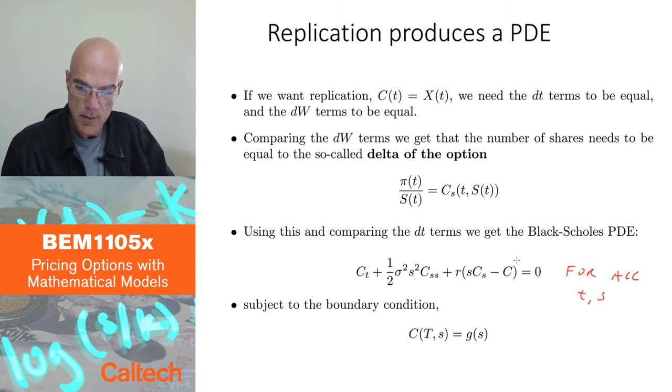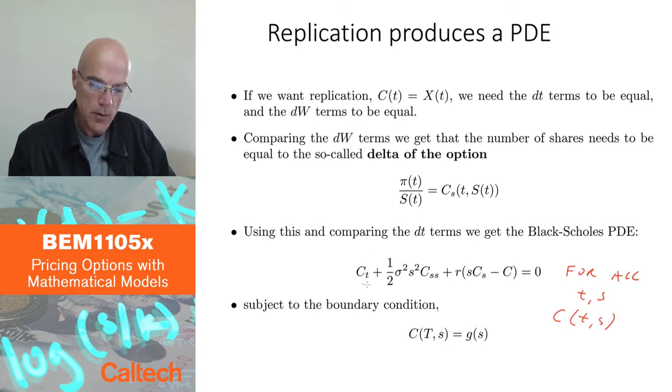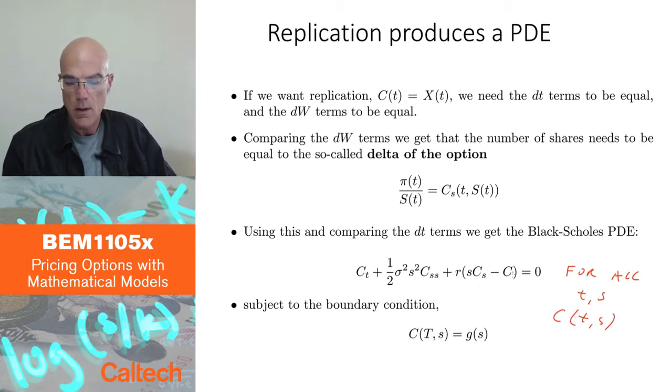Okay, and another thing, I'm not completely careful here with the notation. C is a C of t, s. In this equation, C is really C of t, s. Also, the partial derivative of C with respect to t depends on t and s. The second derivative depends on t and s. The first derivative depends on t and s. So there are t and s arguments everywhere here, just to make sure we understand that.